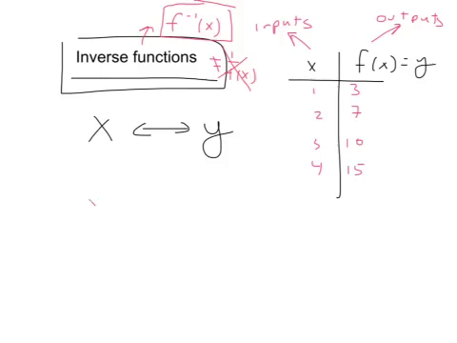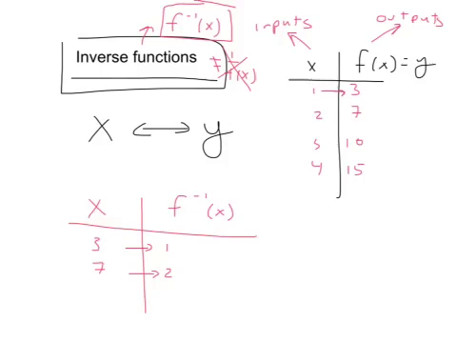So my inverse function, instead of taking 1 as an input and getting out 3 as an output, now 3 is my input, and I output 1. And 7 would be an input, and I would output 2. And 10 would be an input, and I would output 3. So we're just switching all the x and y values. Simple as that. That's just a very brief overview of inverse functions.